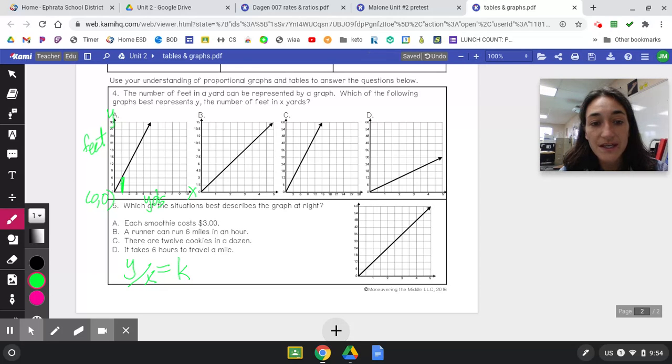I go to the second one, and I go to the 1, and I go up, and it does meet where 3 feet is. So this would be 1 yard is equal to 3 feet, which I know is constant. 2 yards, therefore, meets at 6 feet. So my correct choice would be B, because it matches the information that I know, which is that there are 3 feet in every yard.